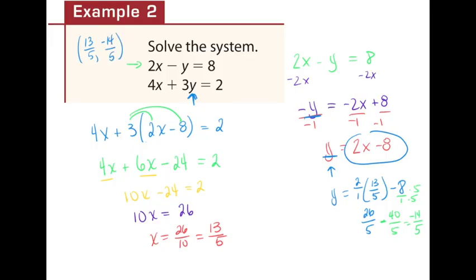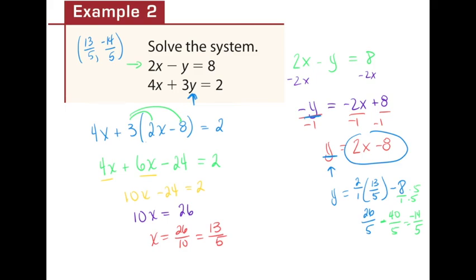That would have been really difficult to solve graphically, okay? Do you see how 13 over 5 and negative 14 over 5 would have been a pain to try to figure out on a graph that you had those numbers, right? But algebraically, even if it's a fraction decimal, you can solve for it, all right?